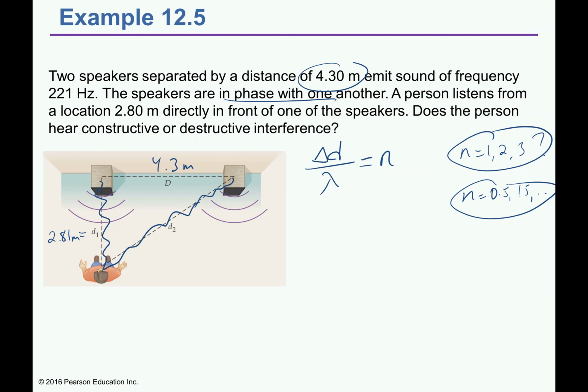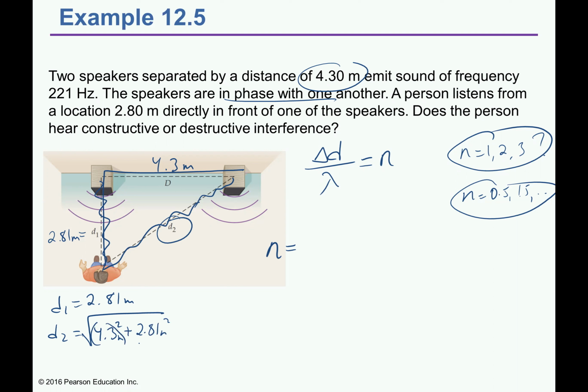That means we need to use this equation. N is equal to, so we are given D1, which is 2.8 meters. We also need to get D2. But D2 is not given. We're given a triangle where D2 is nothing but the hypotenuse. So it's going to be the square root of 4.3 squared plus 2.8 meters squared, and we can then use this to get that D2 here is 5.13 meters.